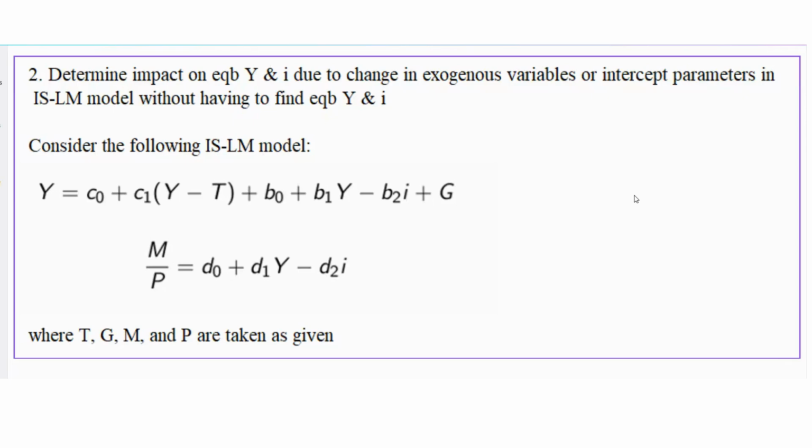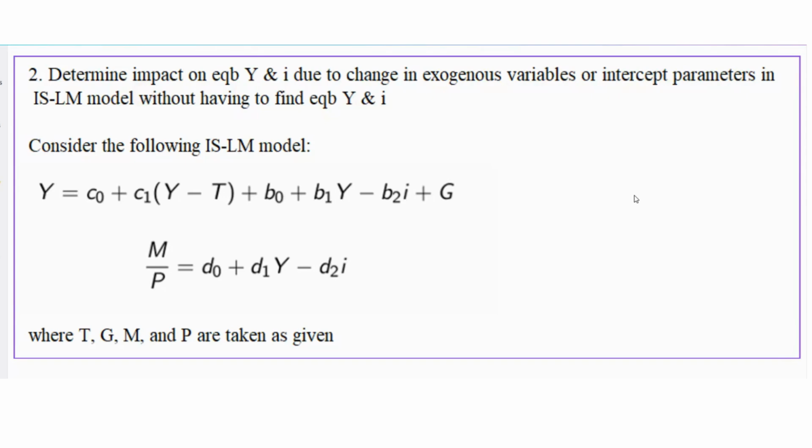Looking at Cramer's rule application in the IS-LM model, we first looked at what Cramer's rule essentially is. Then we looked at how we can use Cramer's rule in the IS-LM model to determine equilibrium values of output and interest rate without having to use substitution. So we looked at this as an alternative method to substitution.